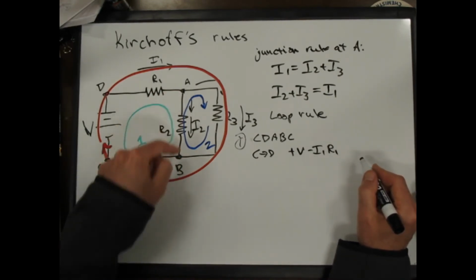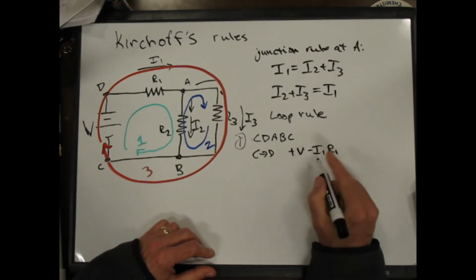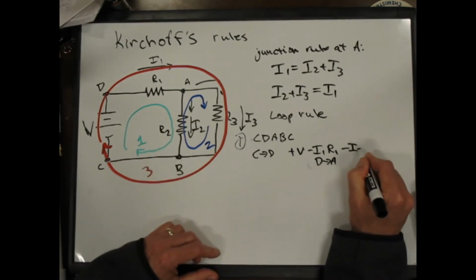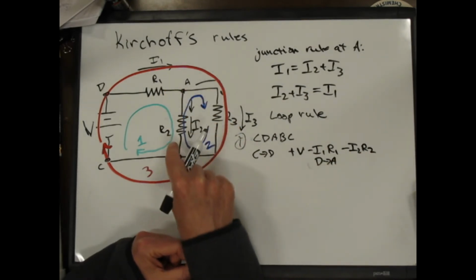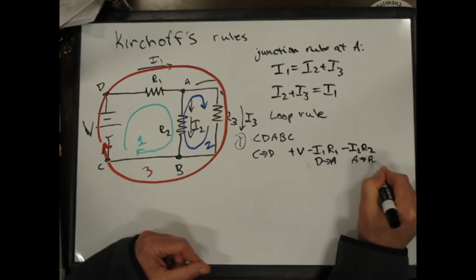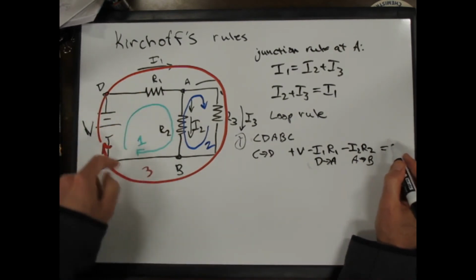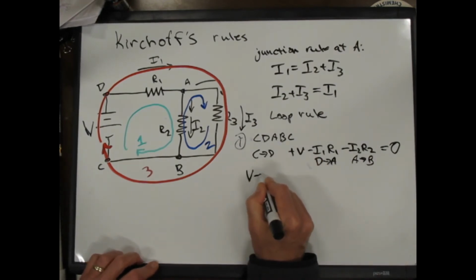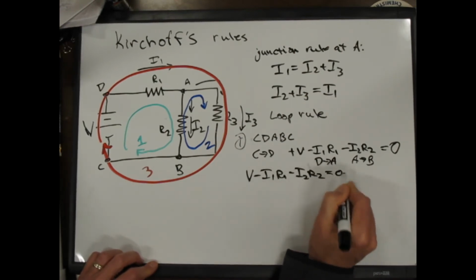Now, this is C to D. This is A to B. Nope, D to A. And then minus I2 R2. So I get to A. I'm going from A to B, and then B to C is nothing. And so if I do this around a closed loop, it's equal to 0. And so this is the sum of the changes in electric potential: V minus I1 R1 minus I2 R2 equals 0.